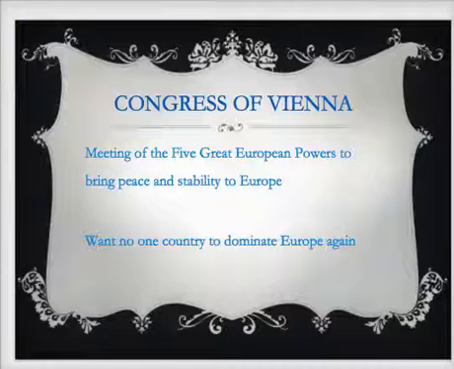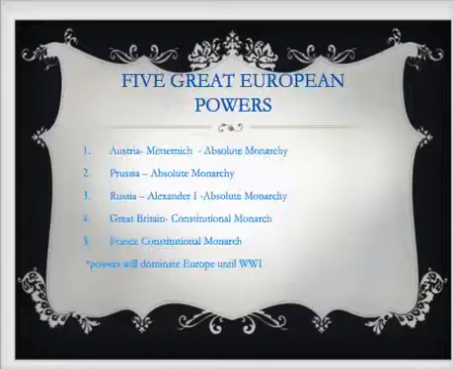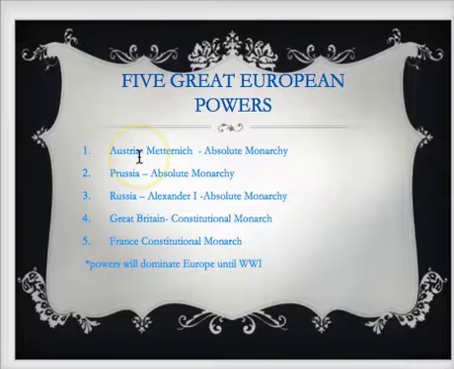So you have the five great powers in Europe meeting. So who are the five great powers? The five great powers in Europe are Austria, and they will host. Vienna is in Austria, and it will be led by Metternich. And Austria is going to be a conservative nation. It's going to support absolute monarchy.